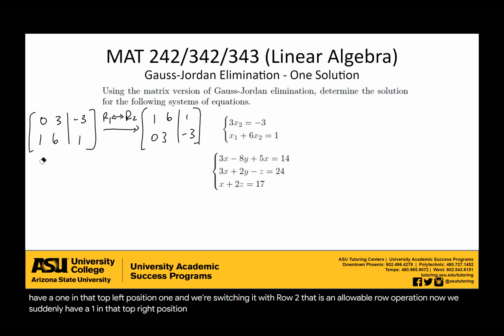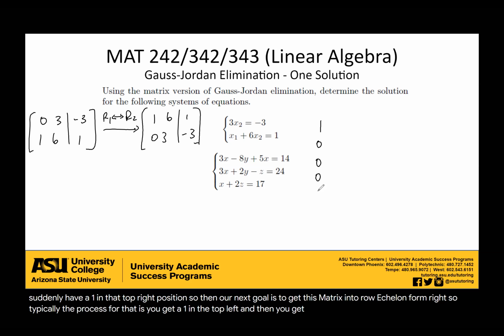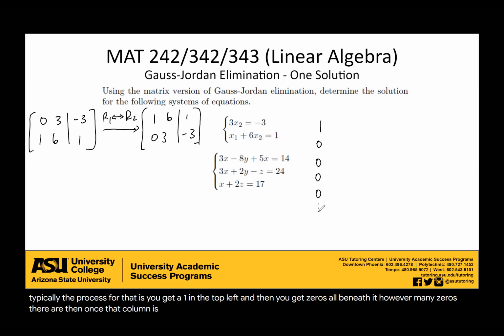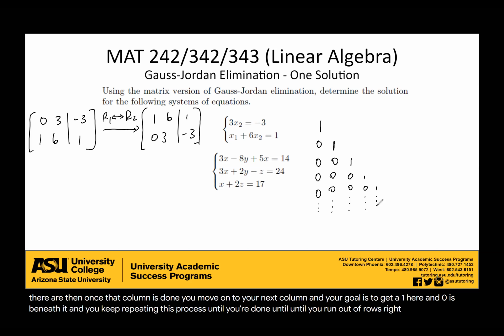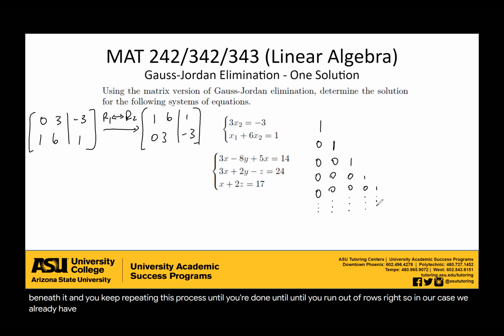So then our next goal is to get this matrix into row echelon form, right? So typically the process for that is you get a 1 in the top left, and then you get zeros all beneath it, however many zeros there are. Then once that column is done, you move on to your next column, and your goal is to get a 1 here and zeros beneath it, and you keep repeating this process until you're done, until you've run out of rows, right? So in our case, we already have a 1 in the top left, and we already have zeros beneath it. So then we're done with the first column.